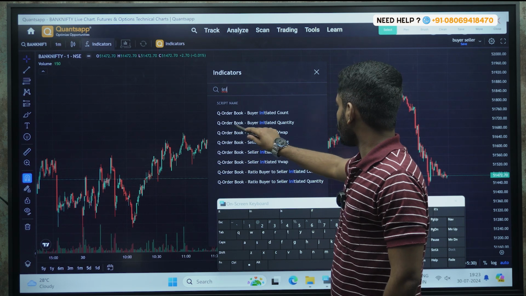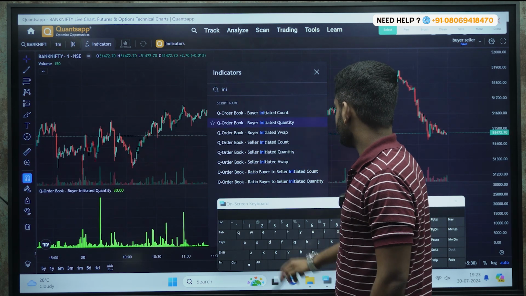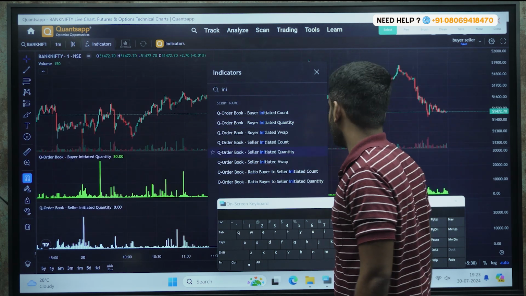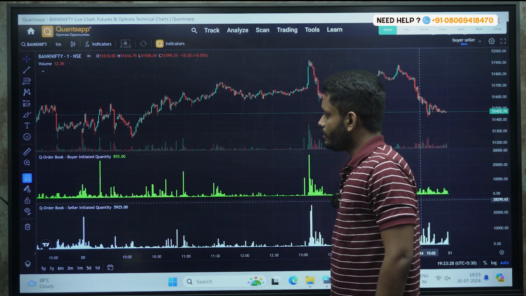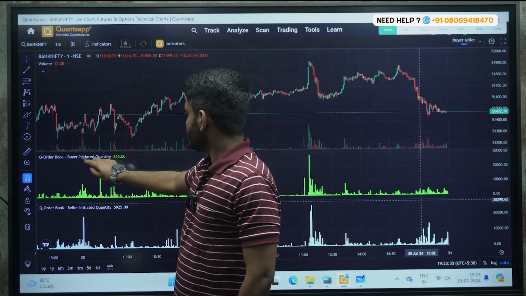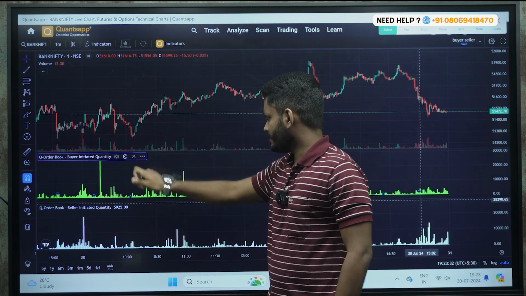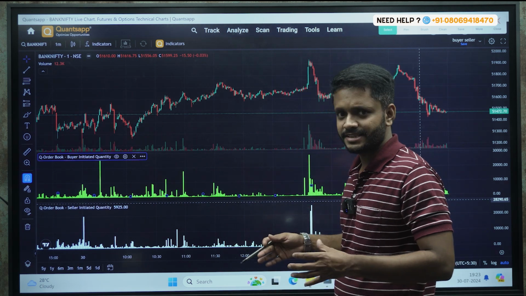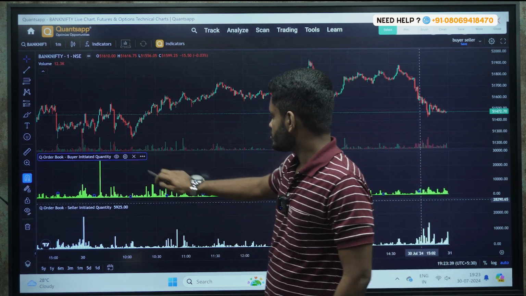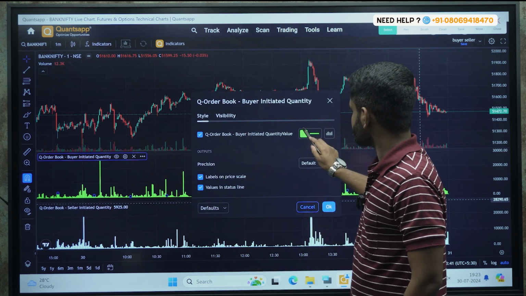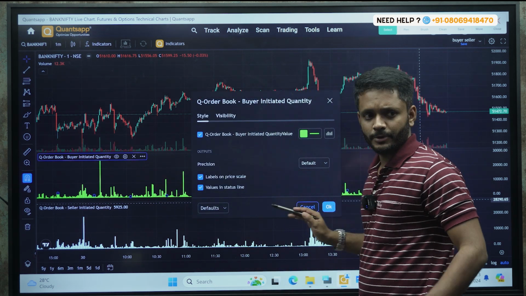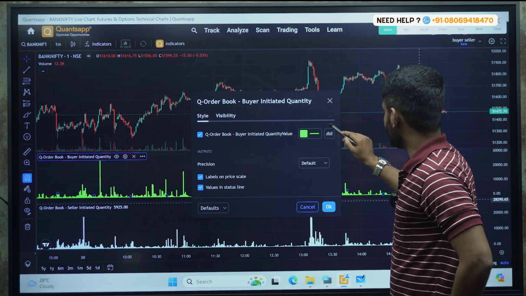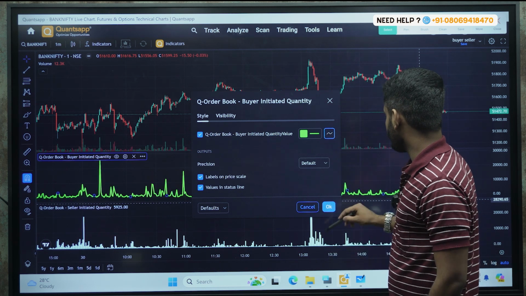See, Q order book buyer initiated quantity, Q order book seller initiated quantity. Okay, now see, buyer initiated quantity, both are plotted, but for my convenience I'll do a slight adjustment and I'll merge it. Let's go to the settings option and let the color be green, because usually buyers are denoted with green color. I'll change this histogram to line for my convenience.